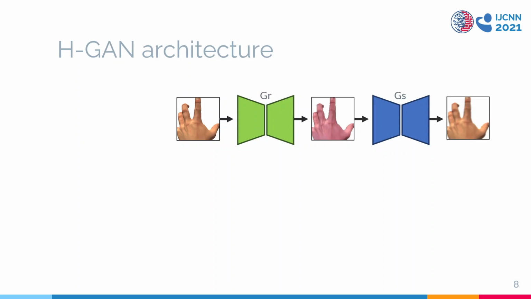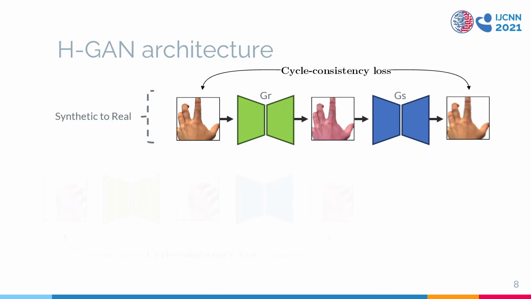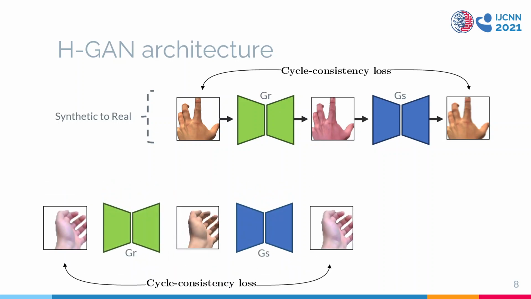At this point, cycle GANs do their magic with the cycle consistency loss. It ensures that the generated synthetic hand matches the original synthetic hand. This helps to preserve the skin color and shape of the hand during the synthetic to real translation process. Let's replicate the same pipeline, but now we go in the opposite direction, from real to synthetic.